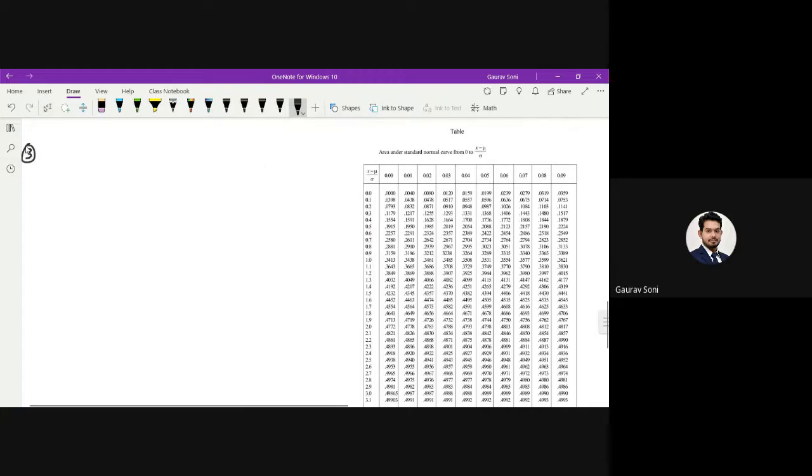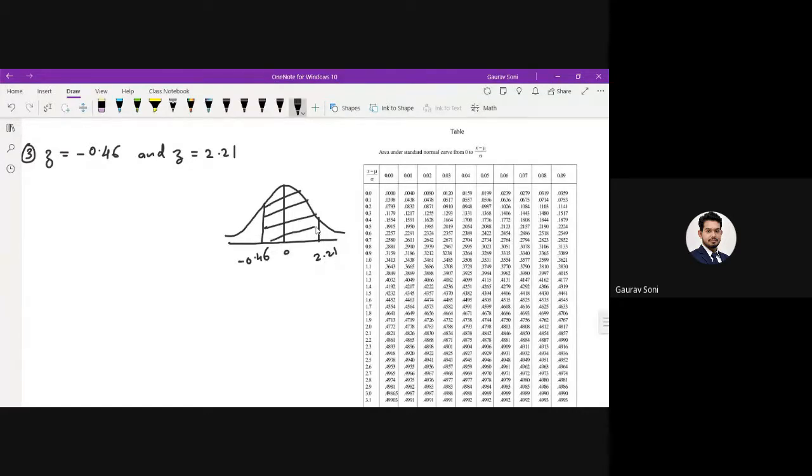Third one. Z is equal to minus 0.46 and z is equal to 2.21. Draw the diagram. Your first task in this normal is that you draw the diagram first of all. This is 0, minus 0.46, 2.21. This total area you need. How can we get this?